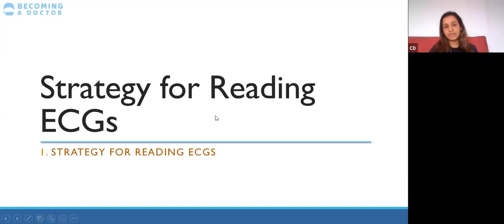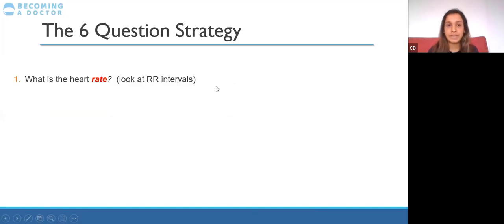Great, so strategy for reading ECGs. What I prefer to use is what I call the 6-question or the 6-point strategy. And this is how I was taught to read ECGs, and I think it really simplifies the process. For example, if someone hands you an ECG and says, interpret it, if you can ask yourself these 6 questions, it makes the process a lot easier, because you have a formula in your head to work from.